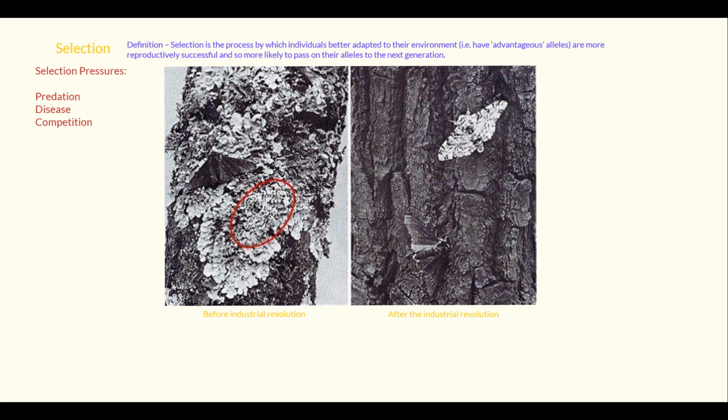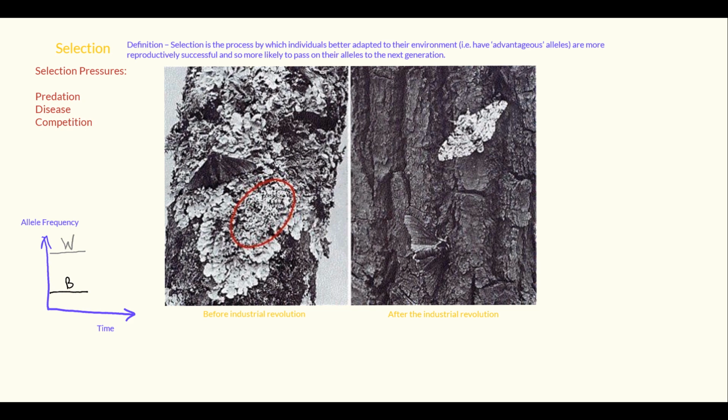Now, in some cases, mutation has happened, and it could produce a black-coloured moth. And you can see before the Industrial Revolution, the black peppered moth really stands out. There is no camouflage, therefore they are susceptible to predation. So before the Industrial Revolution, the allele frequency for the white peppered moth was very high, and the allele frequency for the black peppered moth was very low because the black ones kept getting eaten, essentially.